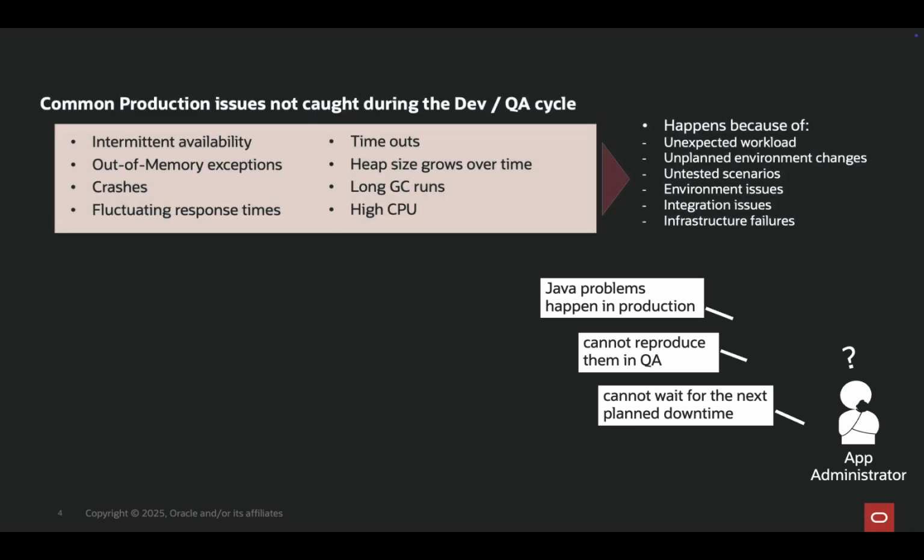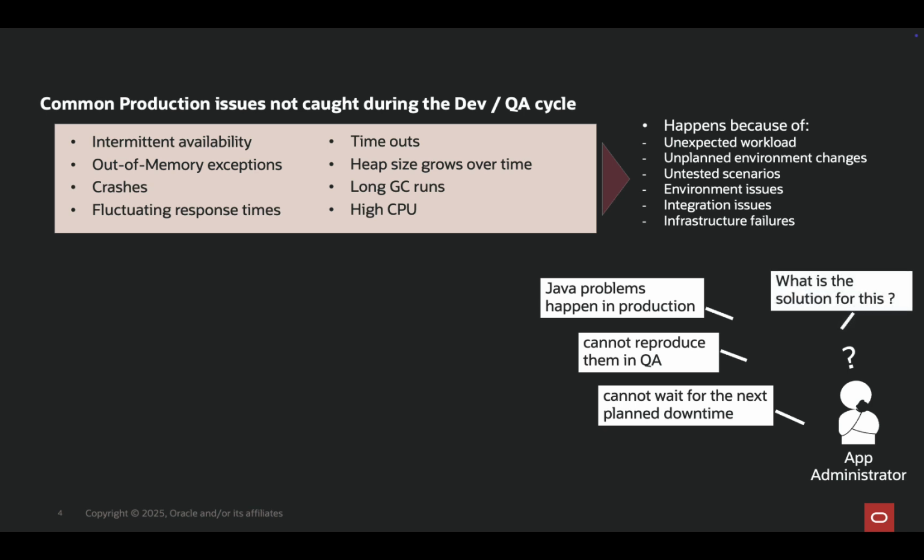Then what are the common issues seen in production? Those can be intermittent availability issues, out-of-memory issues, or could be application crashes or timeouts. And those happen because of situations which weren't expected to happen.